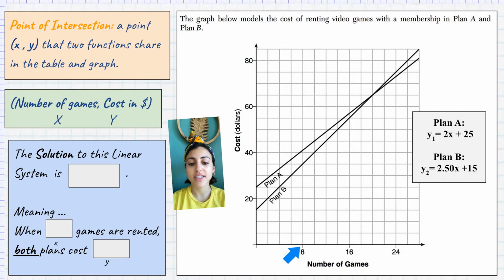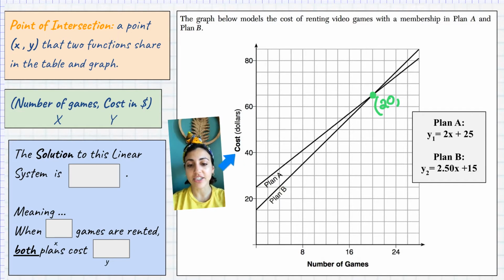2, 4, 6, 8, 10, 12, 14, 16, 18, 20. So I'm going to label this, and I'm going to start off with 20 as my number of games, so 20 games. And then I'm going to look at the vertical axis.